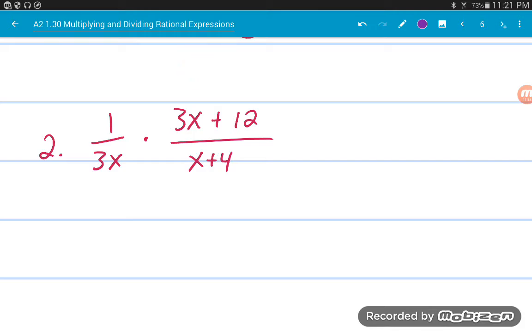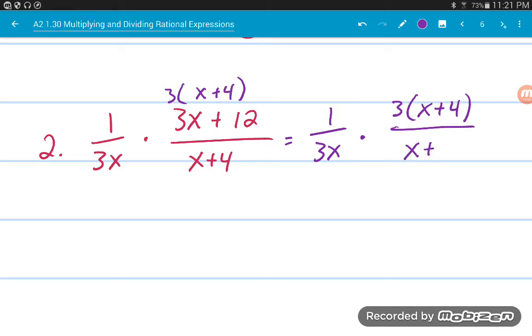So let me rewrite this. I can factor out a 3 from this, right? Making it x plus 4. See if I distribute it back in, it'd be 3x plus 12. Yeah. Okay. So let me rewrite. 1 over 3x times 3 times x plus 4 over x plus 4.